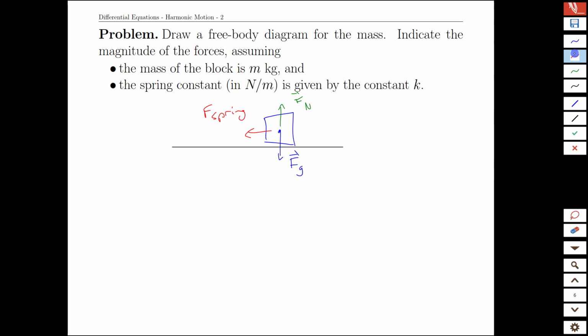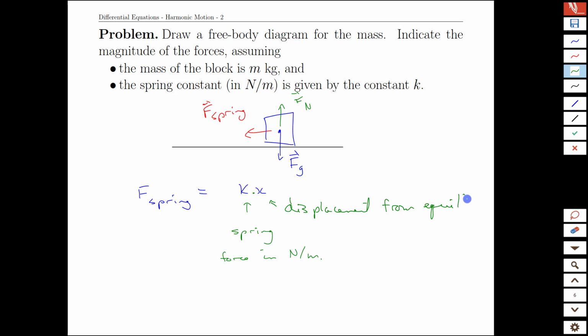But in the horizontal direction, without friction, the only force acting on this mass is the spring force. And I should add a little vector there, though we're just going to be working in one dimension, so it's not super crucial. The spring force magnitude is k times x, where k is the spring constant in newtons per meter. And why is it newtons per meter? Well, because we're multiplying it by x, which is the displacement from equilibrium for the spring. So if I'm displaced by 0.01 meters, I'm going to multiply that by some spring constant, 5 newtons per meter. That's going to give me a Newton force for the spring.